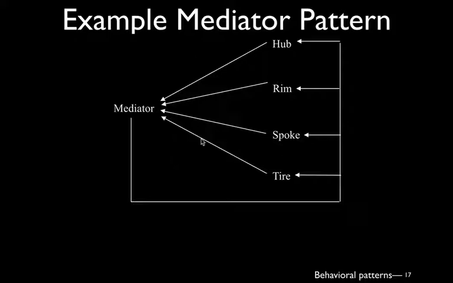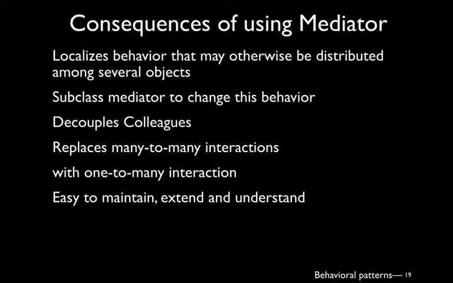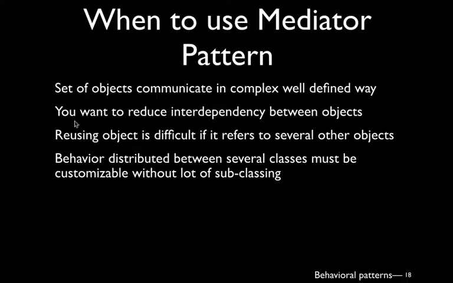So we broke this dependency by using the dependency inversion principle by introducing abstraction at the very top level. And the coupling is between the implementation and the class on the right side, but not between the interface and the classes. So we improve the reusability by going that particular route. So we can decouple. So what are some of the benefits of this? Behavior distributed between several classes must be customized without a lot of subclassing.